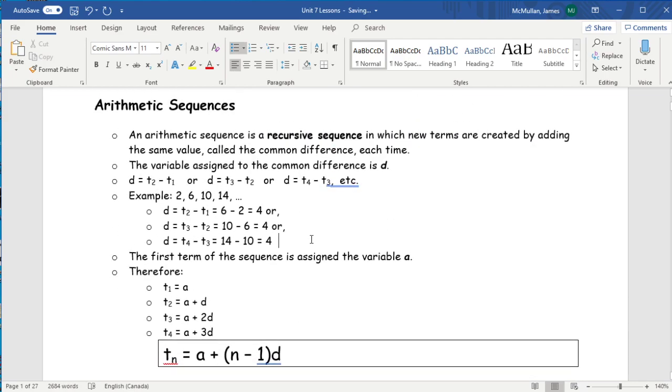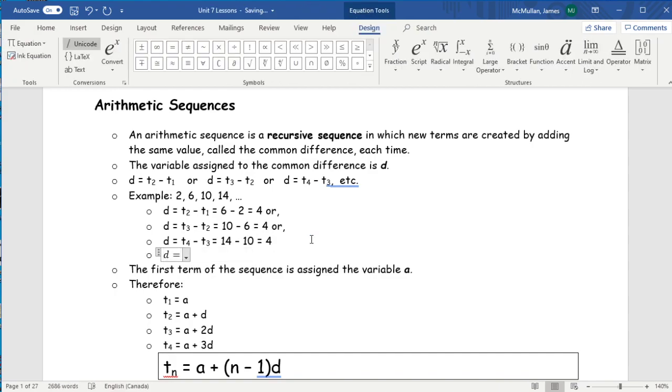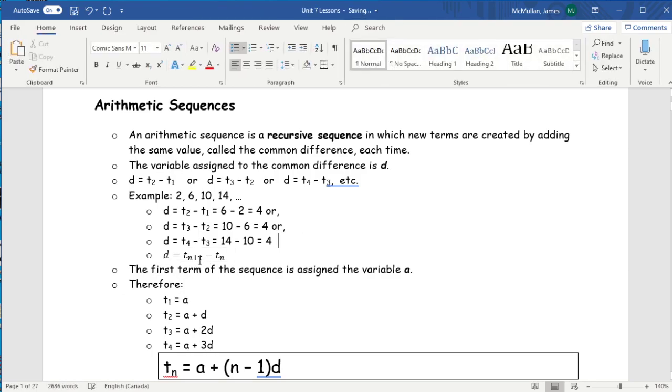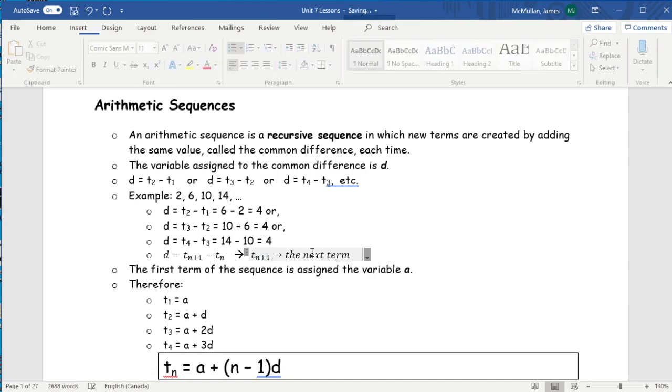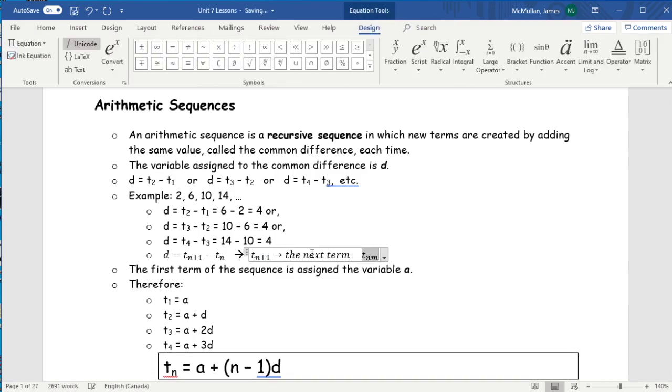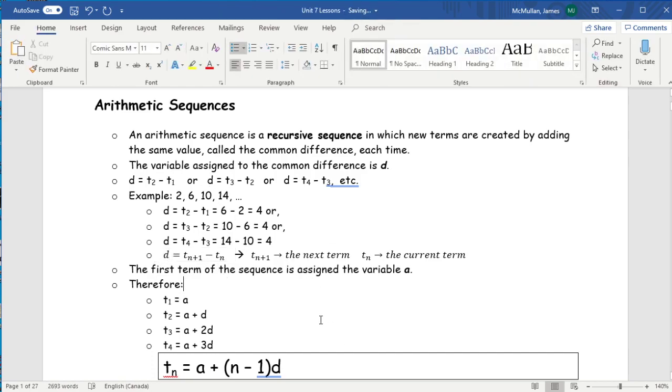Now, what this means: d is equal to t n plus 1 minus t n. Tn plus 1, by the way, this is mathematics speak, means the next term, and Tn is the current term. So all I'm saying here is, if you take the next term and subtract the current term, you're going to get d, which is what we call the common difference.